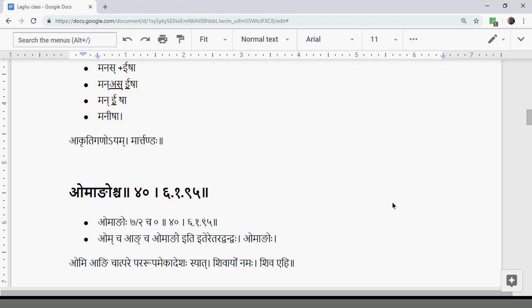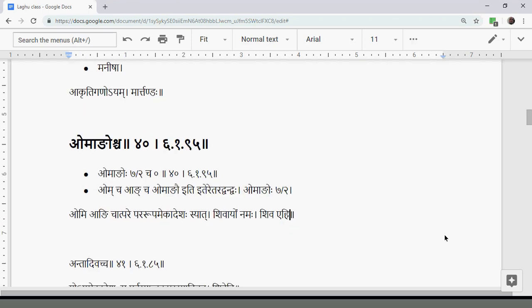Similarly, Marut, Marut, Marutau, Marutaha. So Marutau, if there are two Maruts, Marutau would be Itaretara Dvandva. And Ekashesha there also, that Marutau in Saptami Dvivachana would become Marutoho. Similarly, Omangau will become Omangoho. This is Saptami Dvivachana.